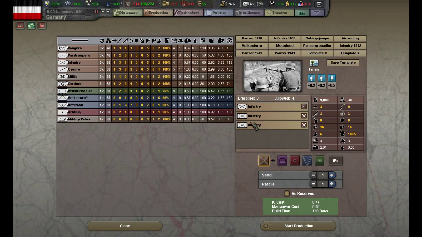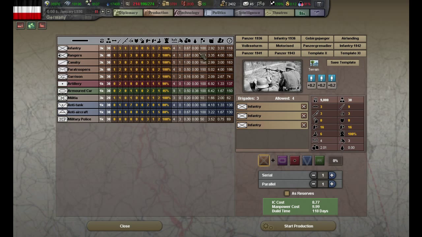Now, if we want this regiment to be really good at fighting other infantry, we just need to add something that will give it a good soft attack. So let's sort this by soft attack. You see, infantry, rangers, cavalry, paratroopers, all of these things would be excellent at increasing the soft attack of this unit, and that's our goal.